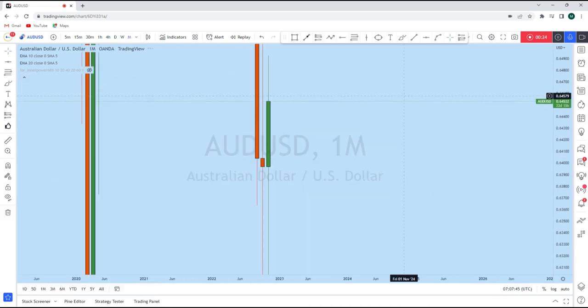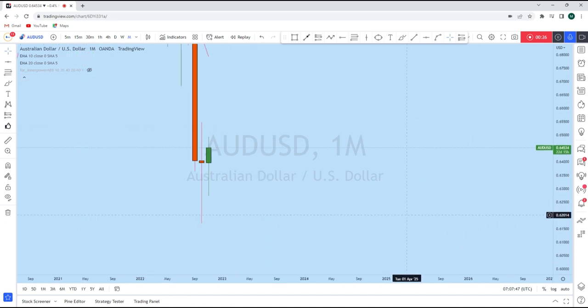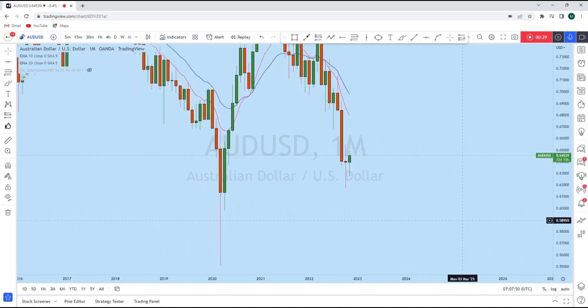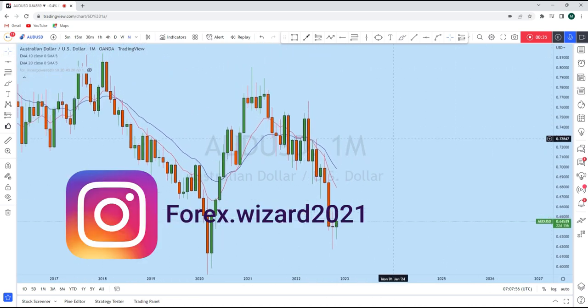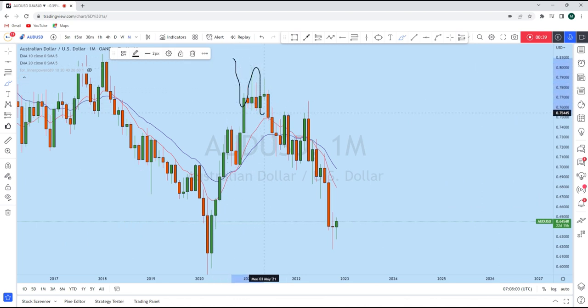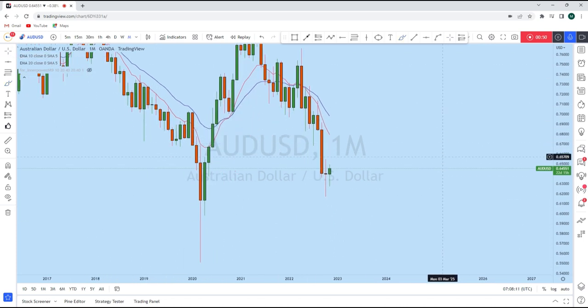Starting with the bigger picture, the monthly perspective. On the monthly, AUD USD is in fact a long-term bearish market. If you look at the overall market structure, there was a long consolidation on the monthly, a head and shoulders on the lower time frame, and AUD USD has reversed from this level. At this point, the Aussie dollar is in a very crucial zone.